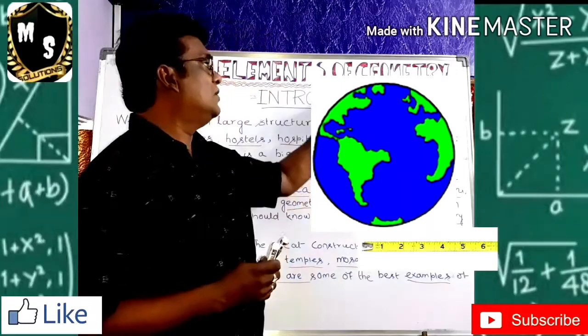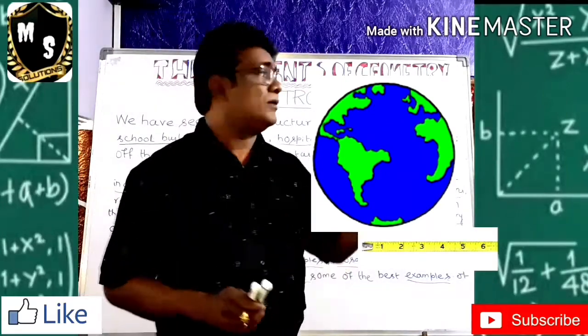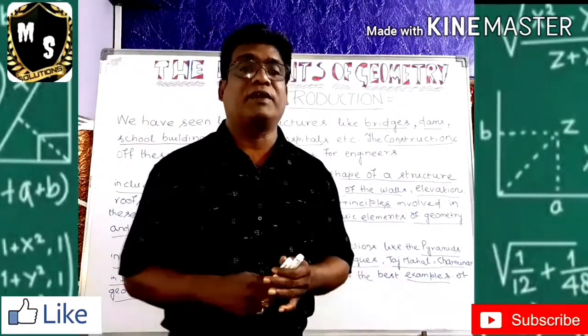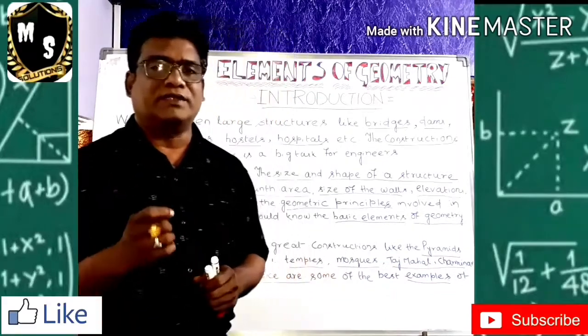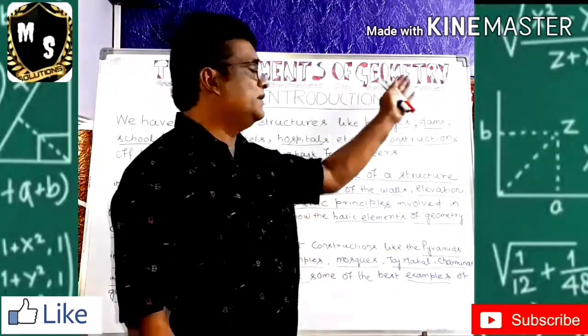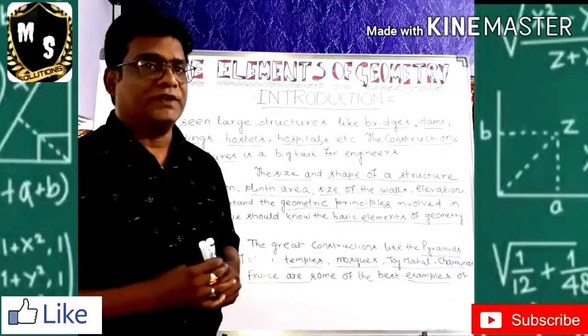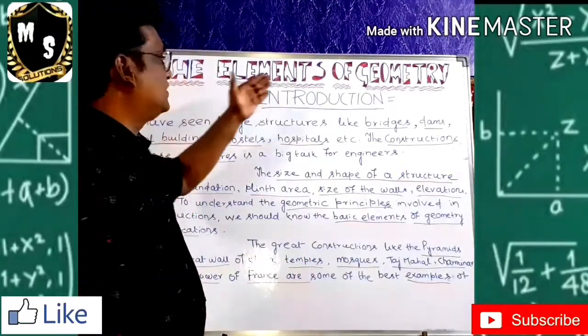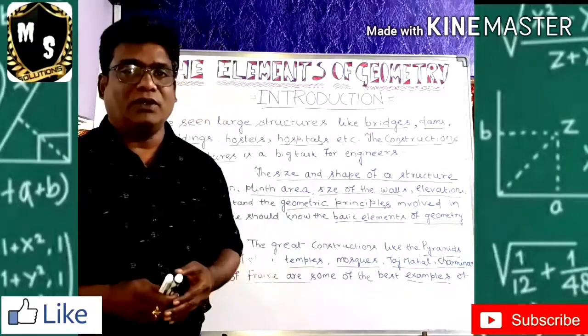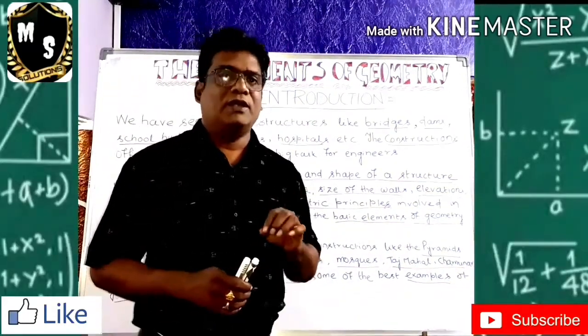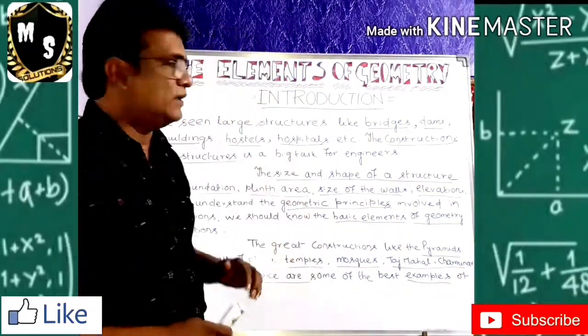Geo means earth. And metry is derived from a Greek word, metron, which means measurement. So the earth measured in various ways, we call that geometry. So what are the elements involved in this geometry? Today I will go through the introduction part. So let's see what the introductory part is.